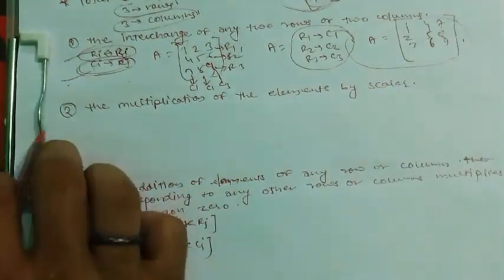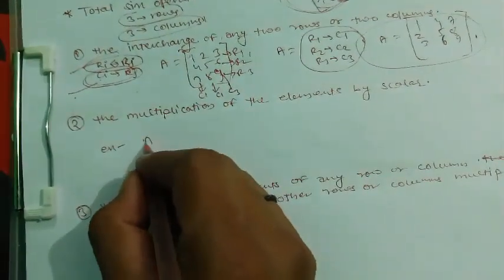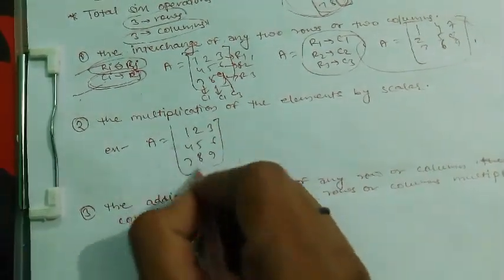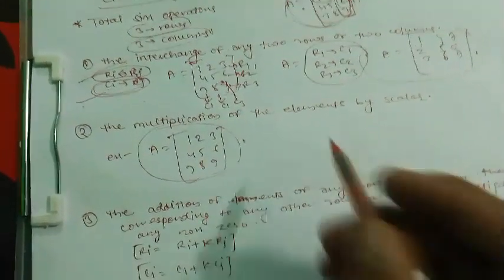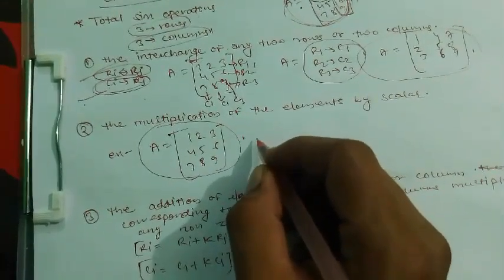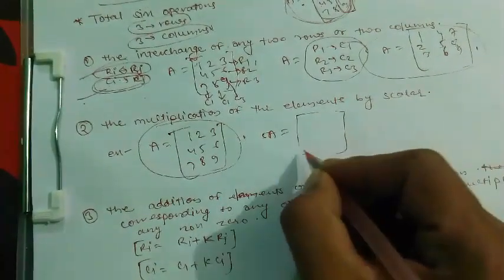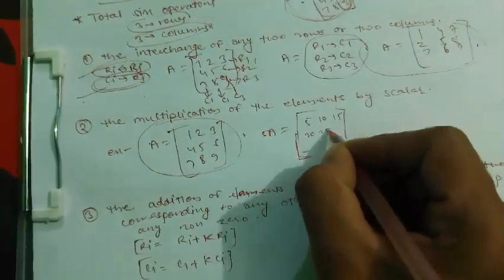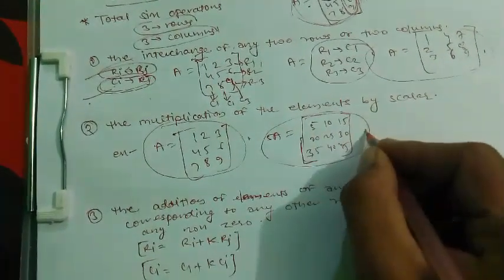The second one is the multiplication of elements by a scalar. As an example, I will write the previous matrix. A equals 1 2 3 4 5 6 7 8 9. So this is basically matrix A. So when we multiply a scalar by A, which is 5A, then all the elements of the matrix are multiplied by 5, which gives 5 10 15 20 25 30 35 40 and 45. So this is a basic property.